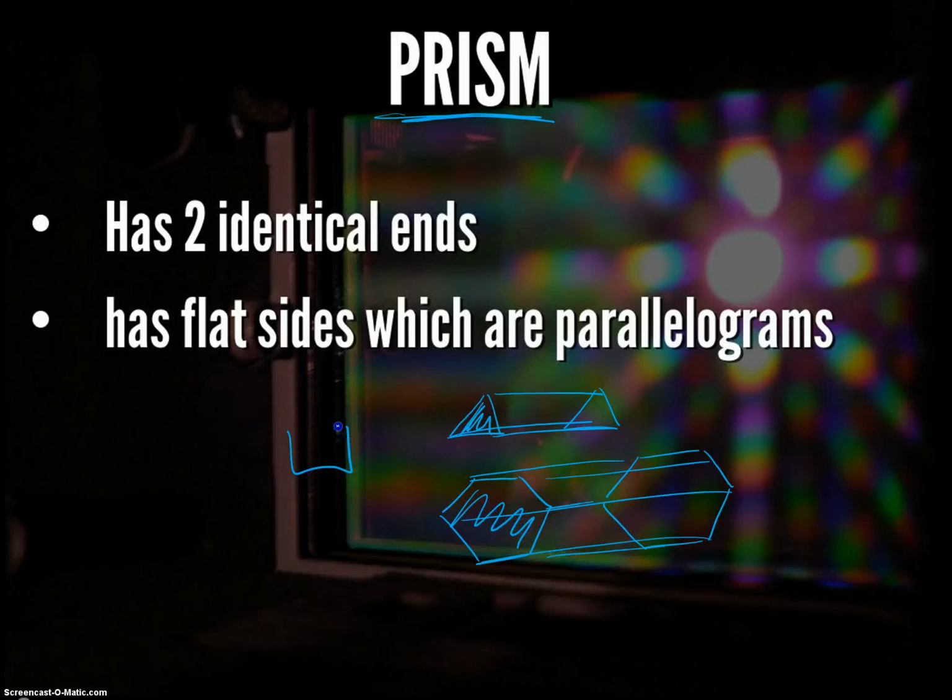You have cubes, and cubes are basically a square prism. Square is the face. And you also have rectangular prisms. So two rectangles are your bases, and your faces are connected.